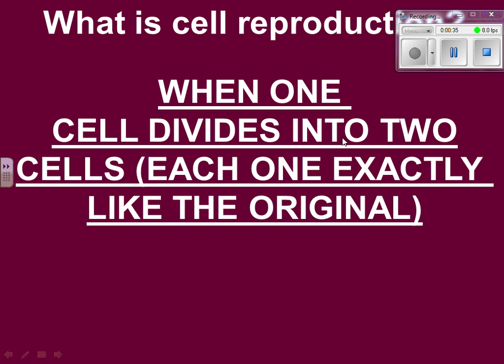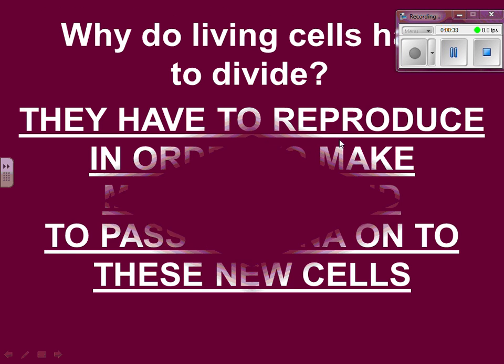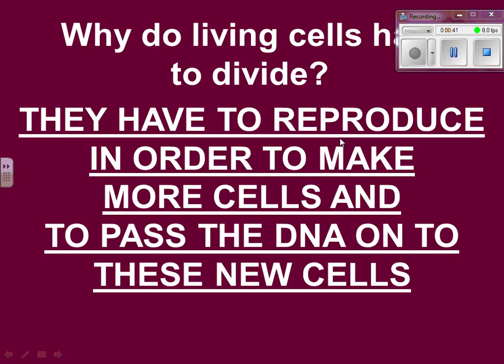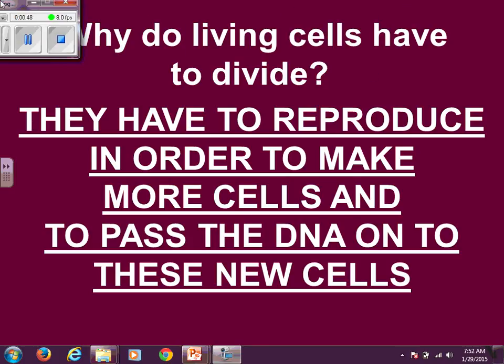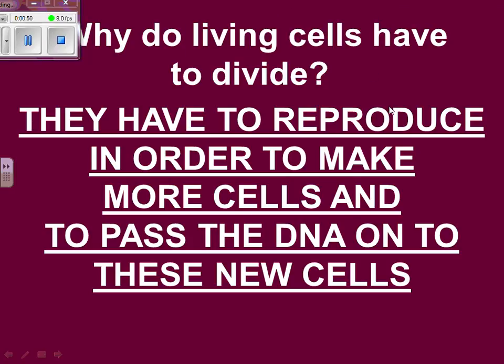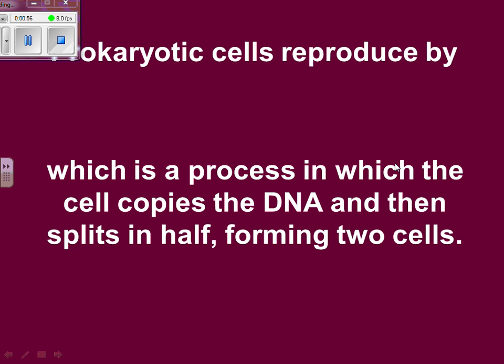So this is all about the body cells, and the word that we use to associate cell reproduction with your body cells is mitosis. Now, again, why might your cells need to divide? Why might they need to go through mitosis? And that's, of course, in order to make more cells to pass on their DNA to the new cells.